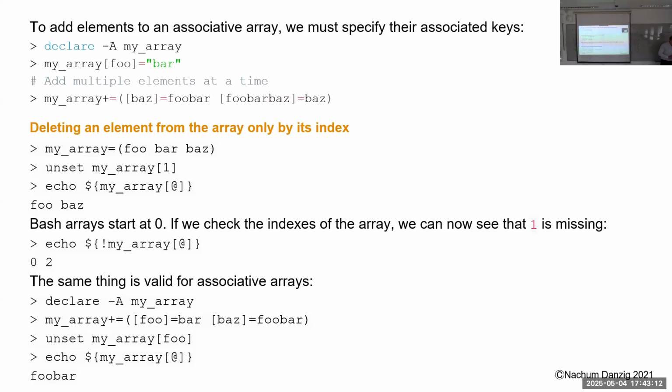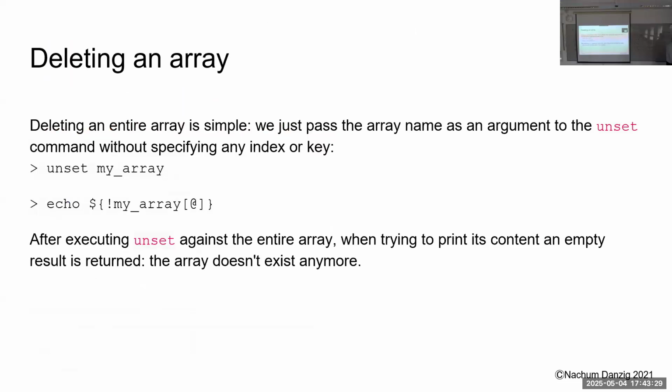The same thing is valid for associative arrays. With associative arrays, it makes more sense, right? I have my 2 elements in the array. I unset one of them. When I print the array now, I only see one of them. If I would print the indexes, obviously I would only see the one index. What about deleting an entire array?